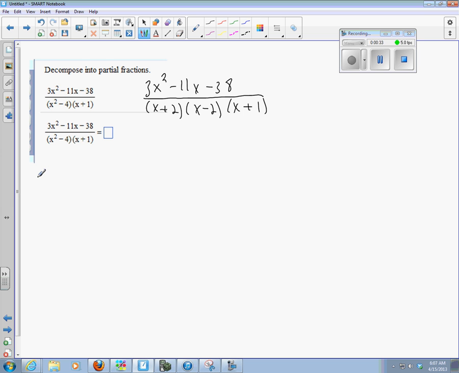So that's going to give me some number over x plus 2, plus a different number. Maybe it's different, we don't know that for sure, but I'm assuming. Plus a different number over x plus 1. And that has to equal that whole mess. Let's see if I can grab that.